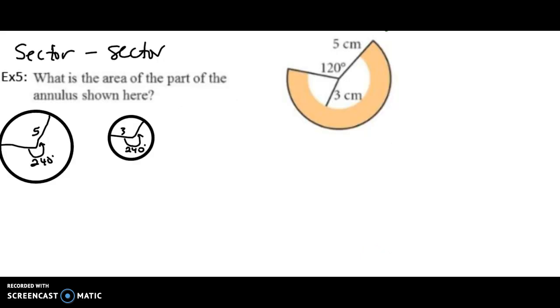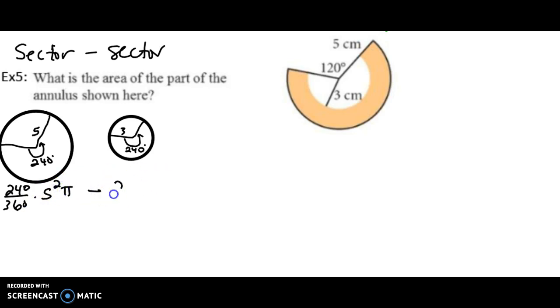All right, for example 5, you've got the bigger sector, so the outside part, minus the inside part, the smaller sector. So you can kind of look over here, we've got that circle with the radius of 5 and circle with the radius of 3. Now, since the angle they gave us was 120, we could subtract from 360 to find the leftover angle, 240. So I'm going to put my degree over 360 times the area of the circle. Pi r squared. I just did it backwards.